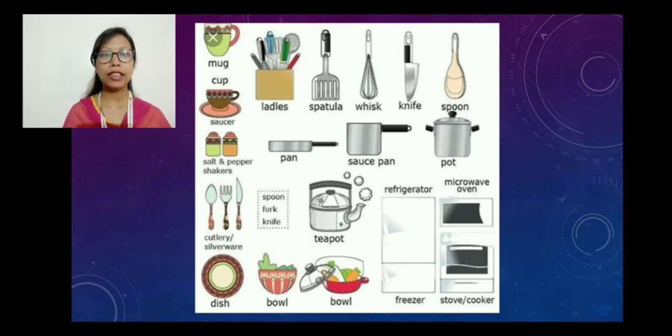We use the ladles. Then we have the spatula, whisk, knife, spoon, cup and saucer, salt and pepper shakers, pan, saucepan, pot, cutlery, silverware, which includes knife, fork and spoon, then teapot, then we have dish, bowl, again one bowl with the cover, then we have the refrigerator, freezer, microwave, oven, stove and cooker. So these are some of the things that are included in the kitchen.